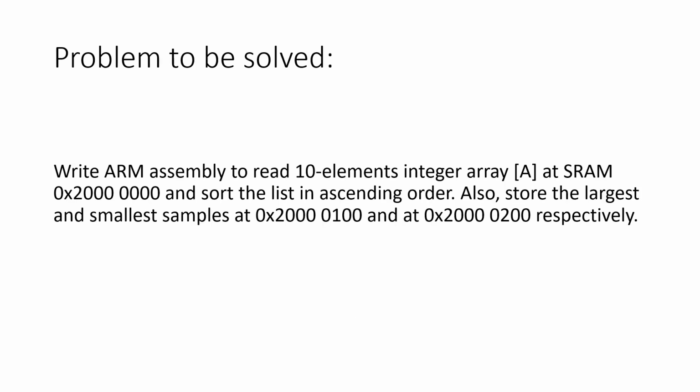So the problem to be solved here is, we have to write ARM assembly to read a 10 element integer array from SRAM address 0x200000 and sort the list in ascending order, and also we need to store the largest and smallest samples at 0x20000100 and 0x20000200 respectively. So basically what is being asked is, we have to sort the array and then take the smallest and largest number and store them in two different places.